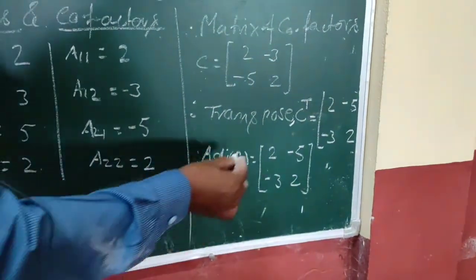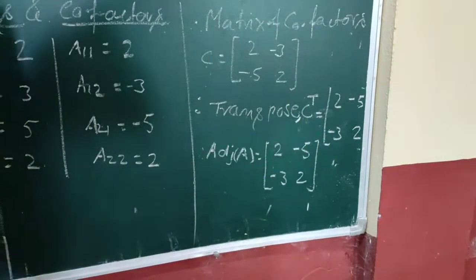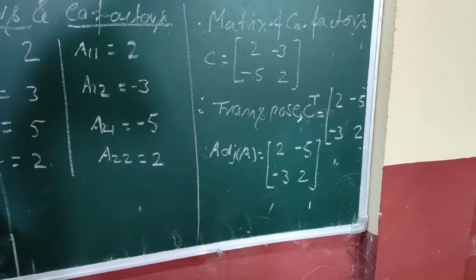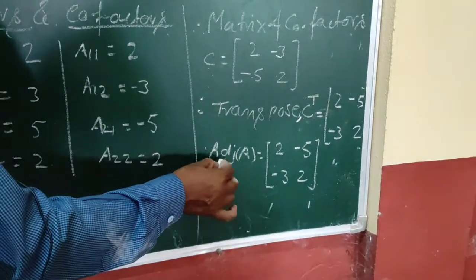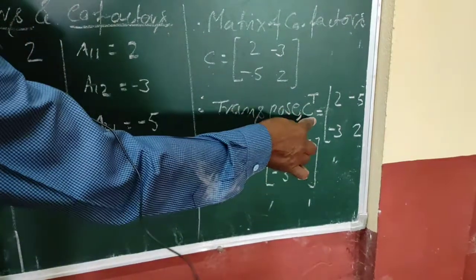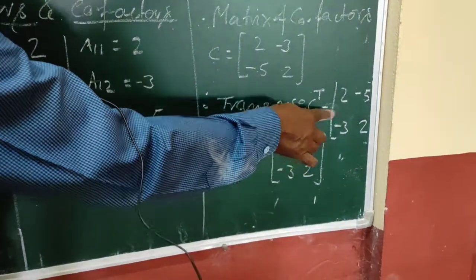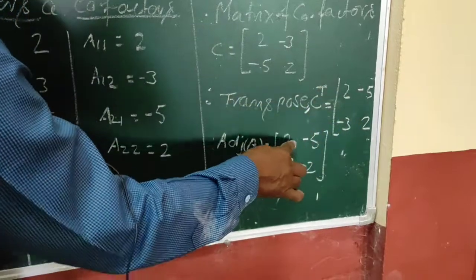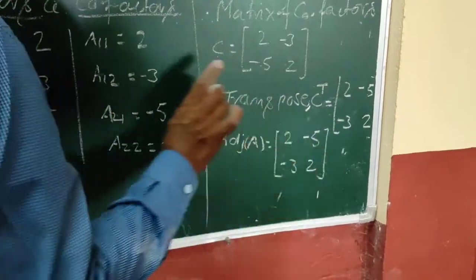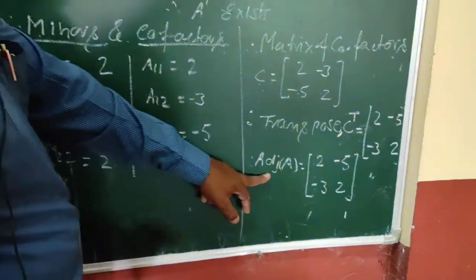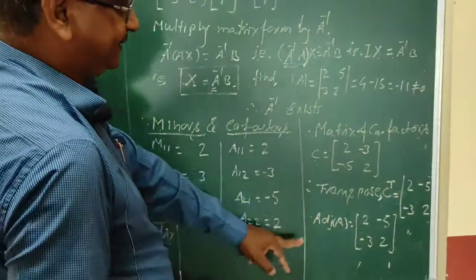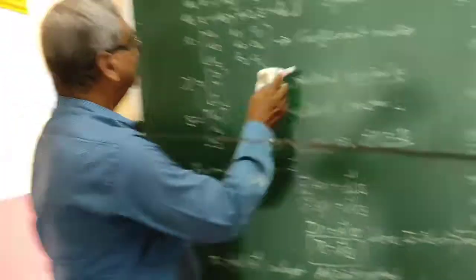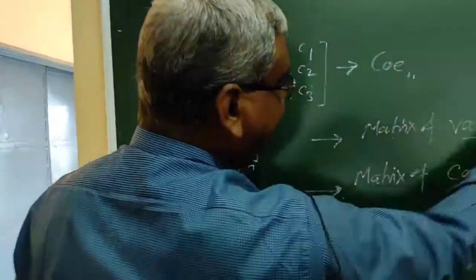So in this way we get the transpose of the matrix of cofactors, and we know that the adjoint of the matrix A is nothing but this transpose matrix, which is 2, minus 5, minus 3, 2. So in this way we have obtained the adjoint of the matrix. Now we continue further to find A inverse.